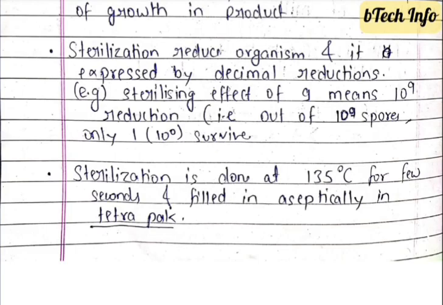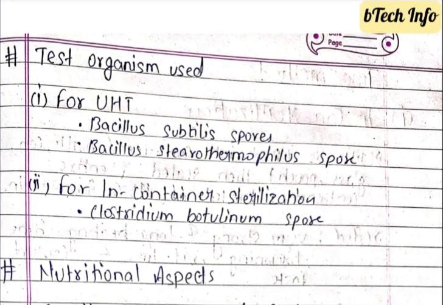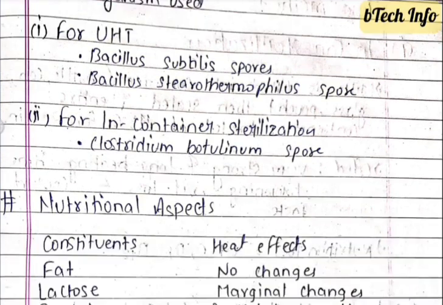only one, which is 10 to the power 0 spores, will survive. So sterilization is done at 135 degrees Celsius for a few seconds and filled aseptically in Tetra Pak. The test organism used is different for both types of sterilization. For the UST, we have Bacillus subtilis spores and Bacillus stearothermophilus spores. But for in-can sterilization, we have Clostridium botulinum spores.